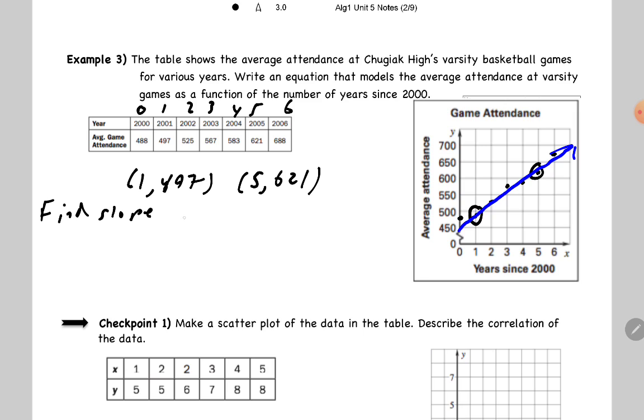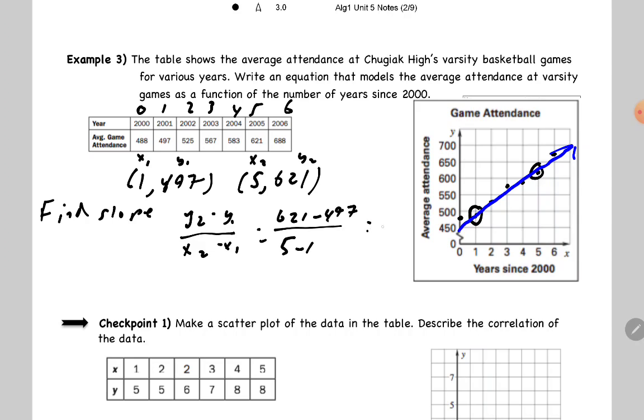Okay, so remember the formula is y2 minus y1 over x2 minus x1. Remember, this is rise over run. Okay, and once again, this is x1, y1, x2, y2. Okay, put in the numbers. 621 minus 497 over 5 minus 1, which is 124 over 4. 124 divided by 4 is 31. So that's my slope.